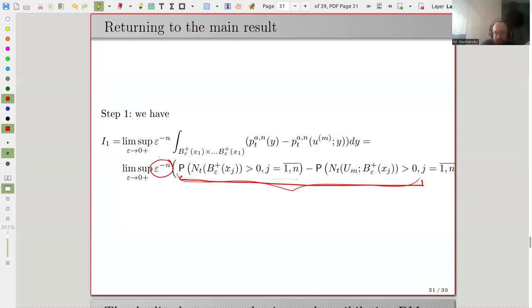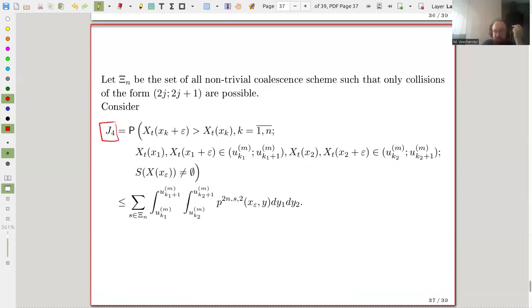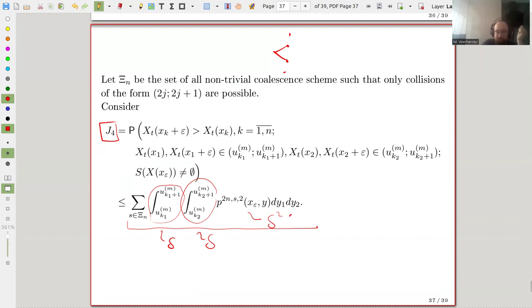And if we arrive here, there is no derivative, and here we get our additional epsilon, in the sense that if we want to get it, for instance, from this term, we consider all non-trivial coalescence schemes, where only these two can merge, because this cannot. And by the definition of the density, we can write something like this: the sum over all possible coalescence schemes. This is of size delta, this is of size delta, and this gives an additional delta squared. So this whole expression is epsilon to the n times a constant, delta to the power of a form as a whole. So it disappears in the limit.